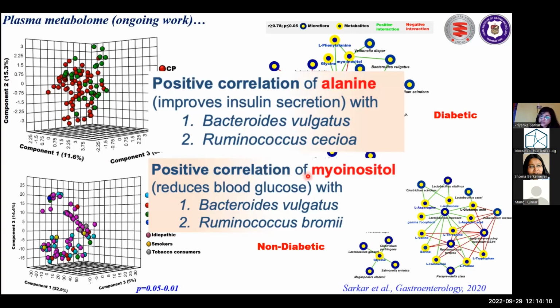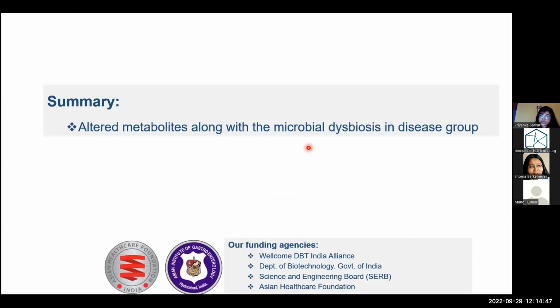Again, we observed a positive correlation of myoinositol with Bacteroides and Ruminococcus. These two bacteria are generally found to have a very positive role in insulin secretion. So we are thinking that since these bacteria are fewer, they are also affecting the plasma metabolite level, which we can later use as a biomarker to predict which chronic pancreatitis patients are going to develop diabetes in the near future. Although we need more data to reach any conclusion.